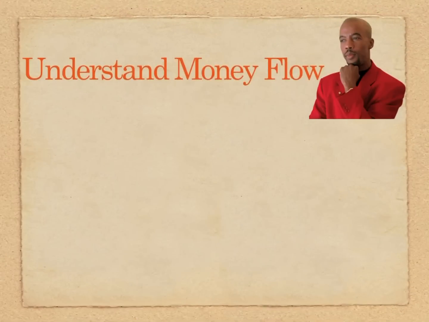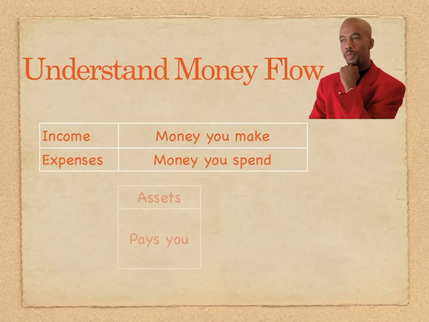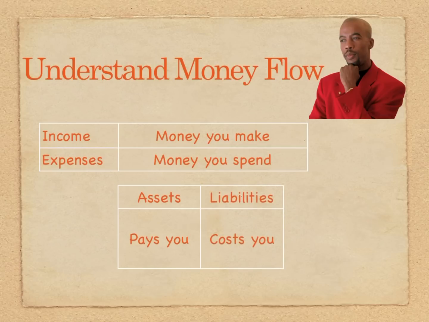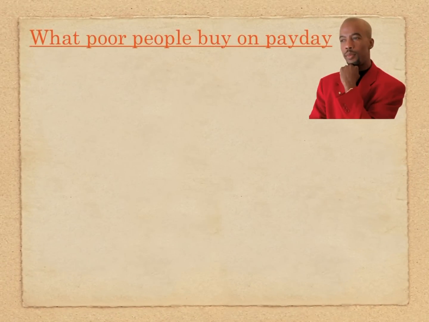Okay, so to make sure that we're clear and we're all on the same page, let's go over it one more time. Income is money that you make. Expense, money that you spend. Asset is something that pays you, and liabilities are things that cost you. Now, let us take a look at what poor people buy on payday.